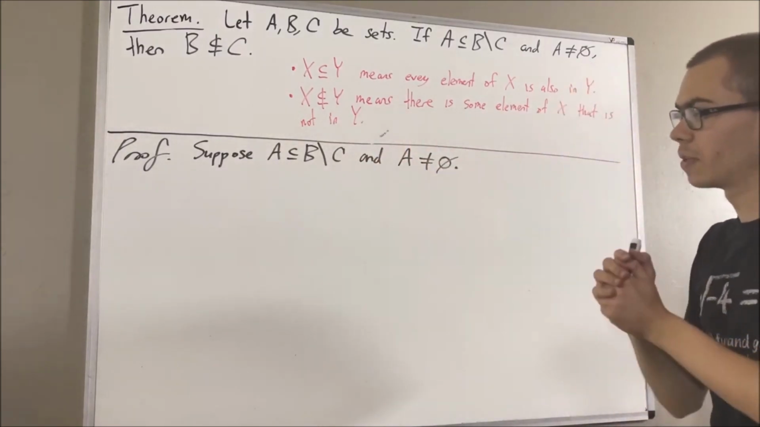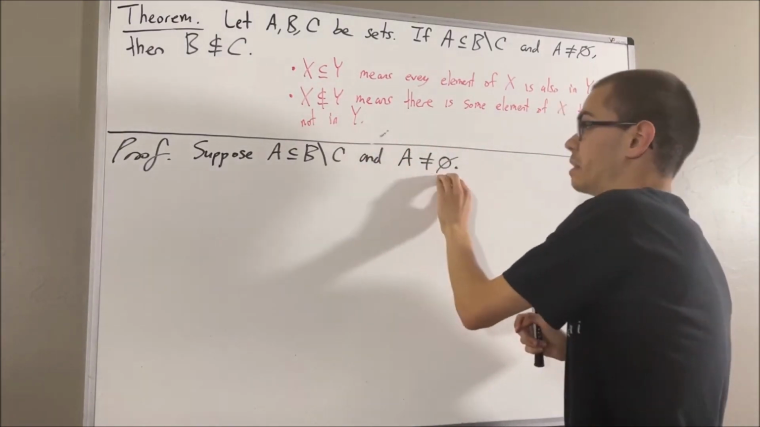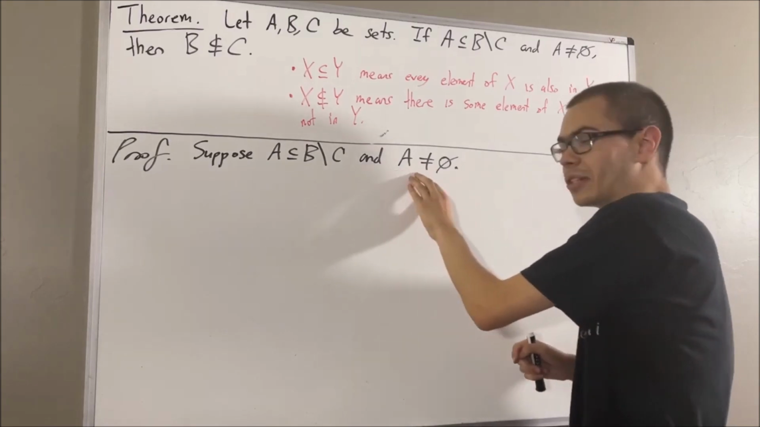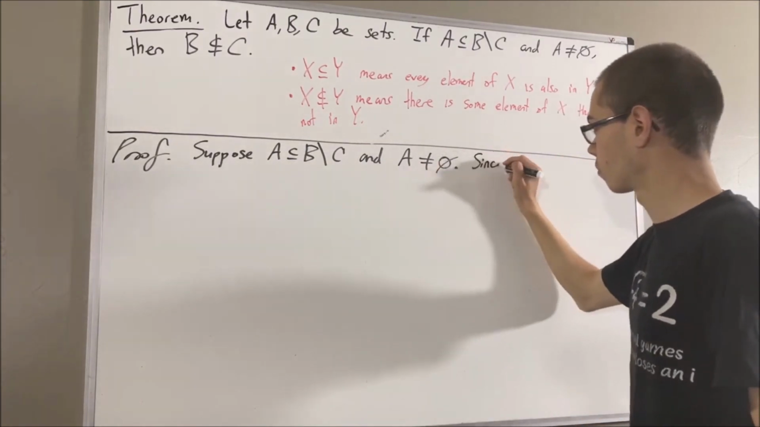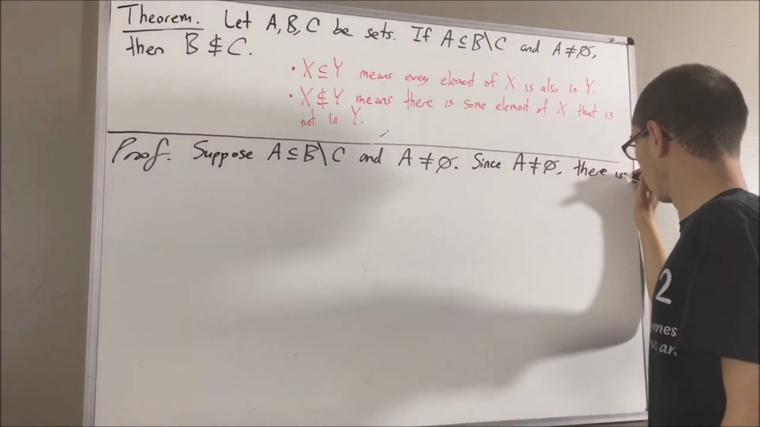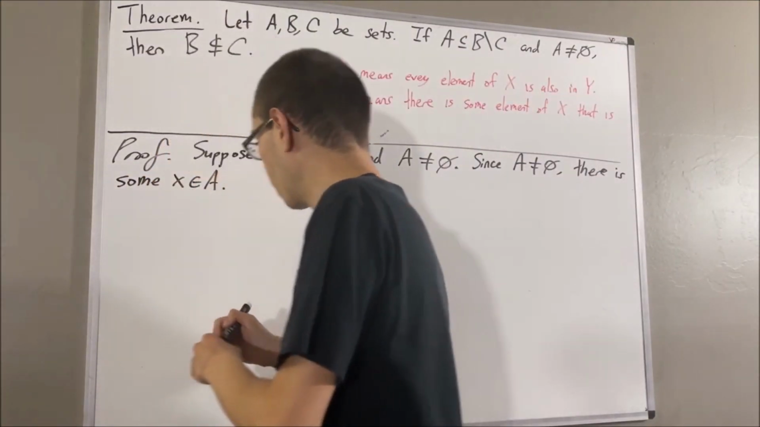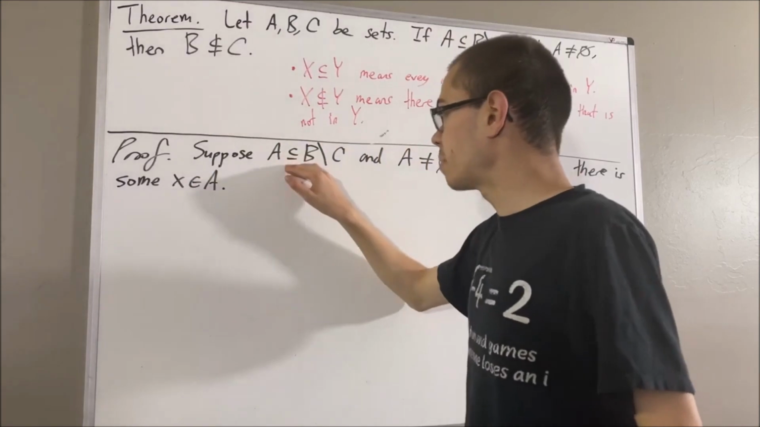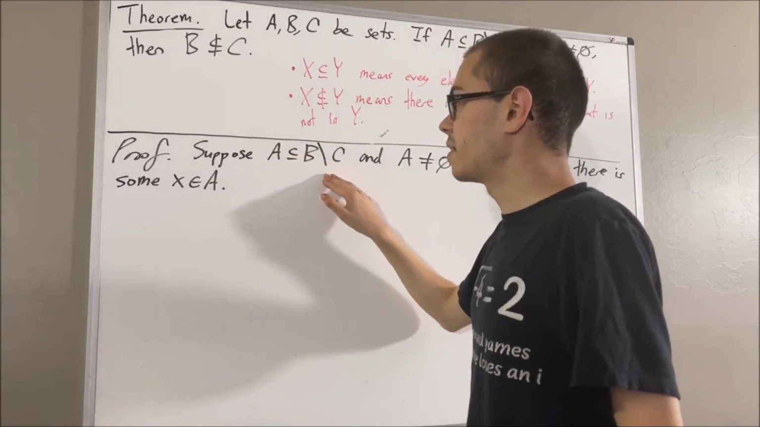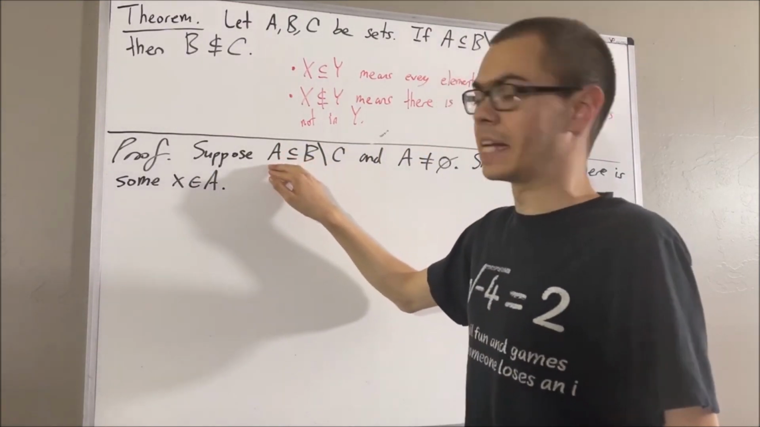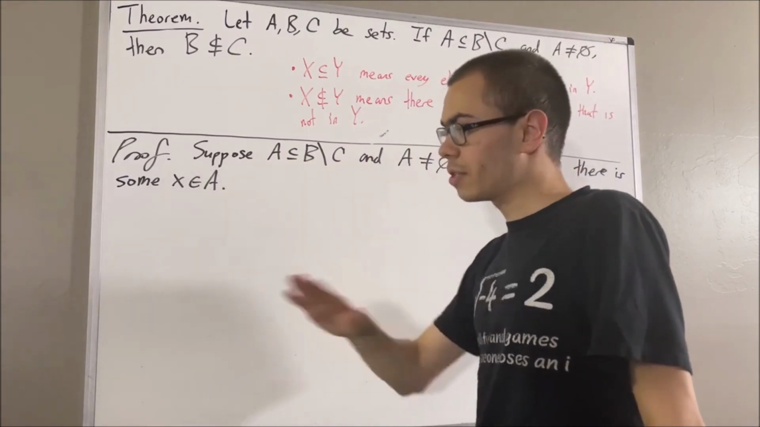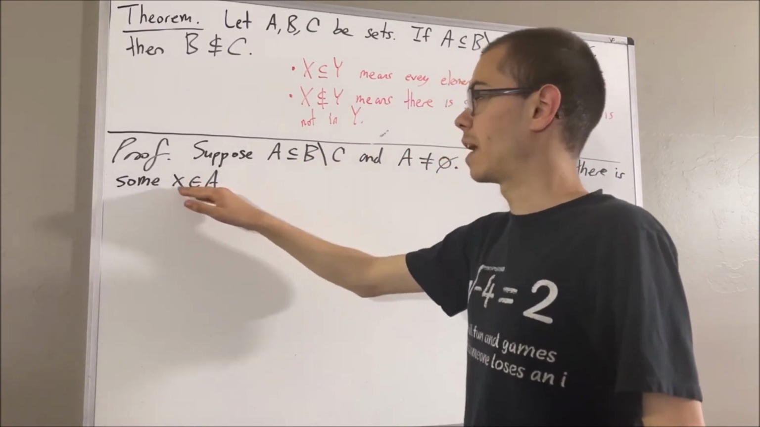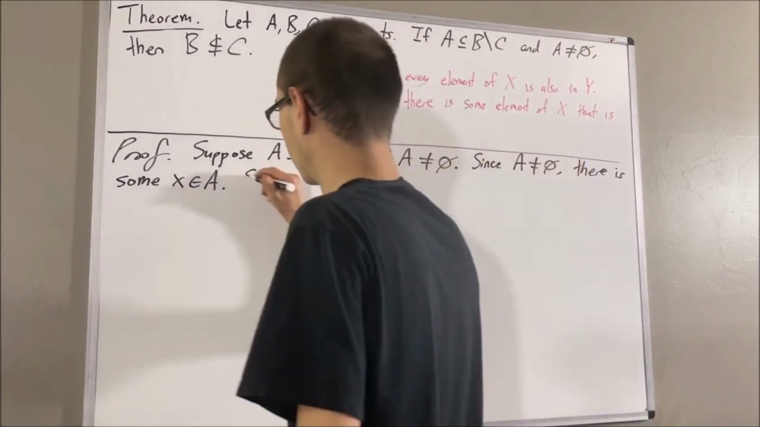So let's start. Since A is non-empty, this means that A has at least one element in it. I'll call that element x. However, since A is a subset of B set minus C, this tells us that every element of A is also an element of B set minus C. So in particular, since x is an element of A, it follows that x is an element of B set minus C.